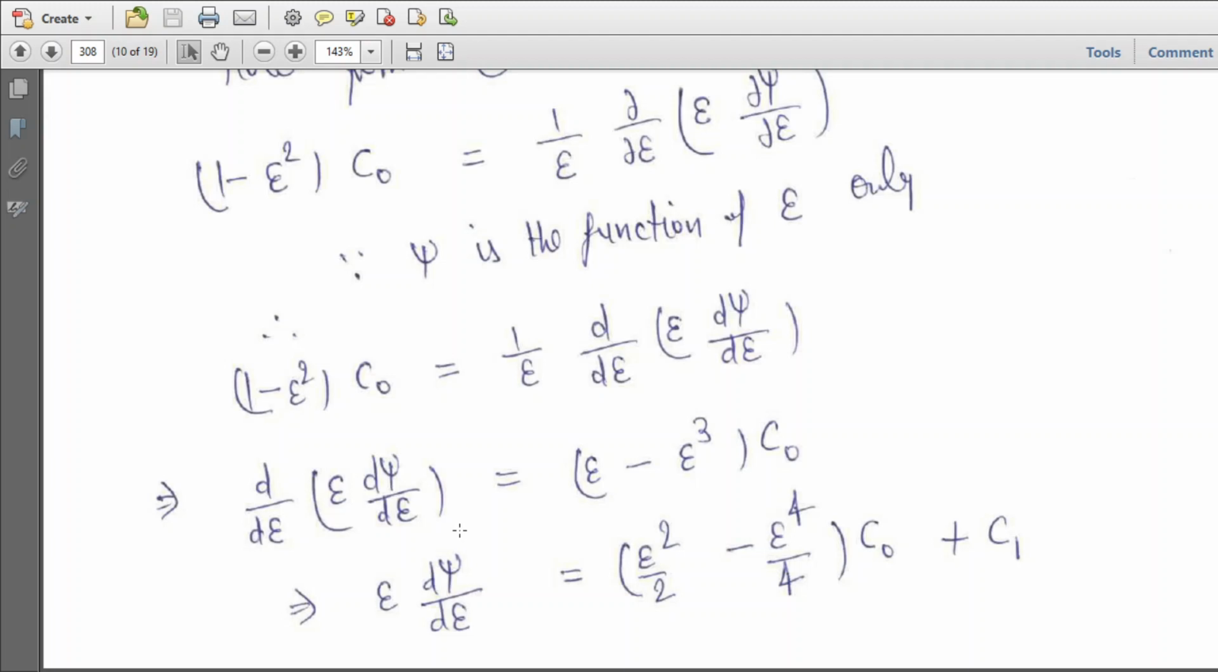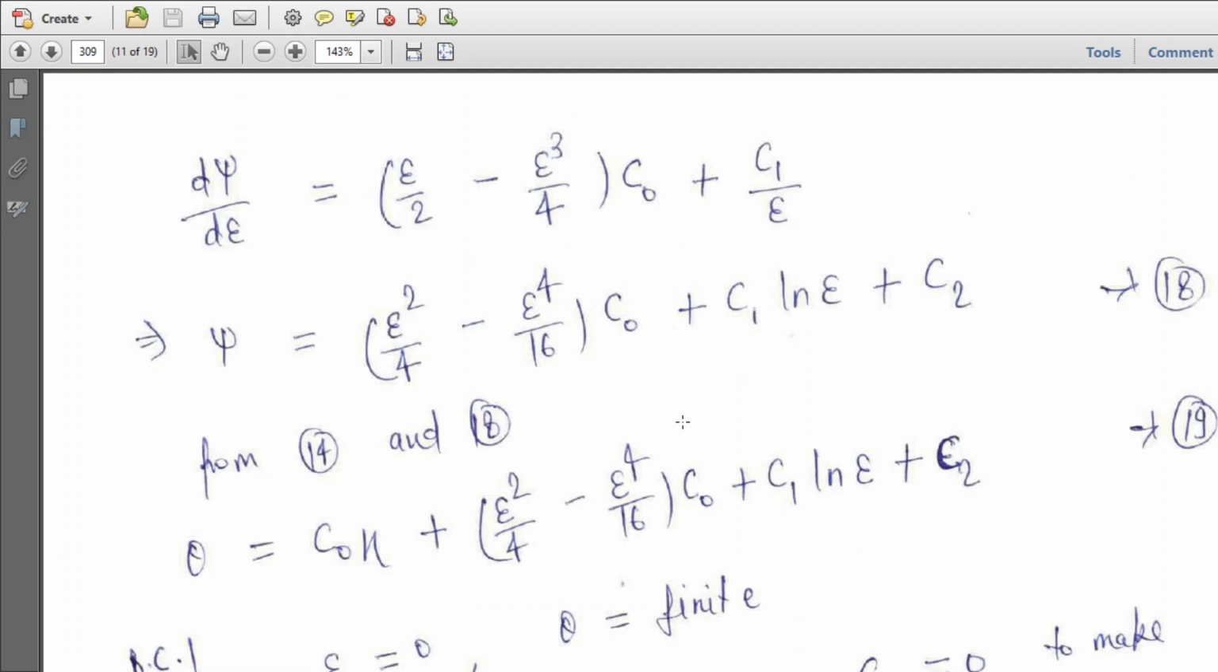So we can rearrange it, and if we rearrange and integrate once, we end up with epsilon d psi upon d epsilon equal to (epsilon square upon 2 minus epsilon to the 4 upon 4) multiplied by C naught plus C1. Again integrating, you will get d psi upon d epsilon equal to (epsilon by 2 minus epsilon cube upon 4) C naught plus C1 upon epsilon. Now integrating again, you will get this one.